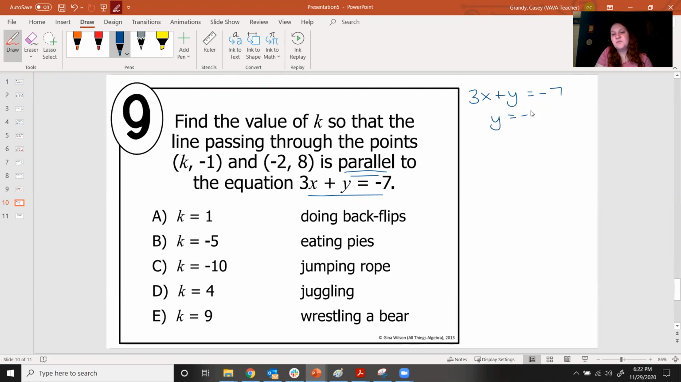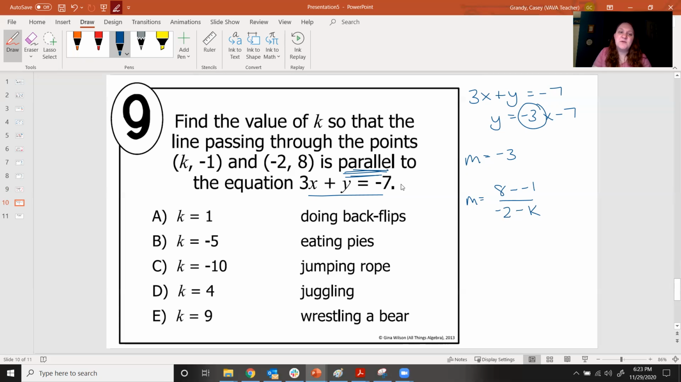Subtract 3x from both sides. So our equation is y equals -3x minus 7. So the slope is -3. And because it's parallel, that's the slope that we're going to use. And now we want to find what this value of k could be so that these 2 points have a slope of -3. So we'll calculate slope: y2 minus y1, all divided by x2 minus x1.